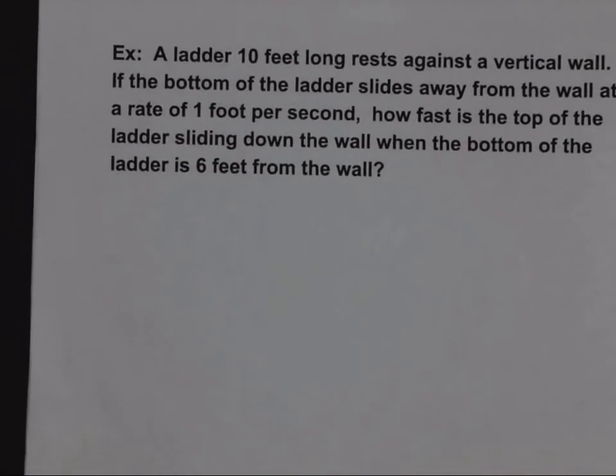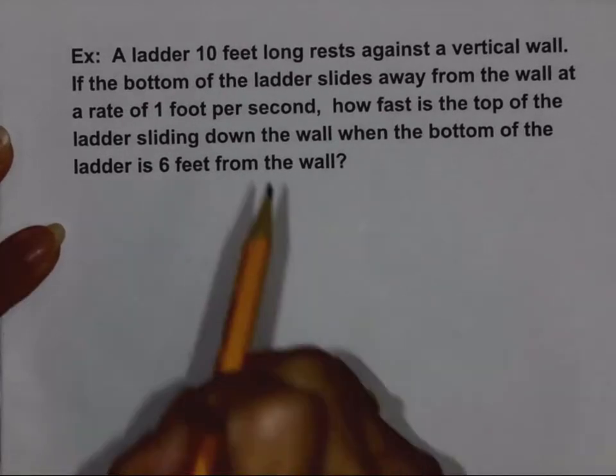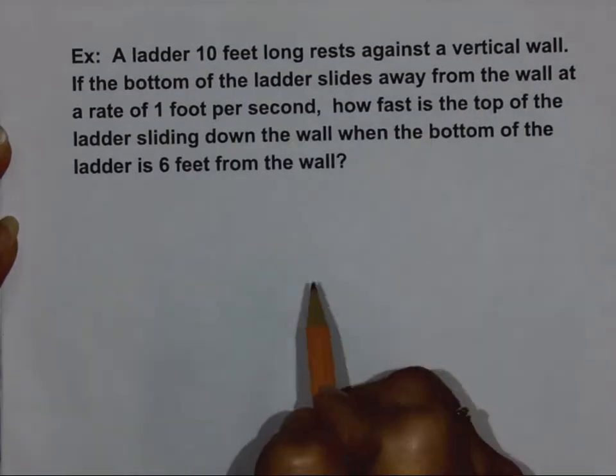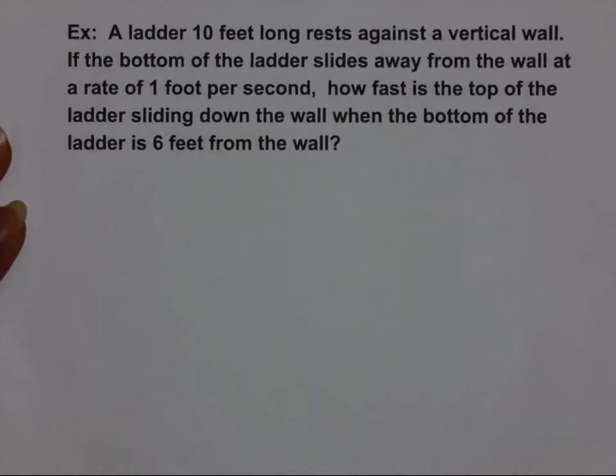So here's an example. A ladder 10 feet long rests against a vertical wall. If the bottom of the ladder slides away from the wall at the rate of 1 foot per second, how fast is the top of the ladder sliding down the wall when the bottom of the ladder is 6 feet from the wall? So first thing I'm going to do is draw a picture.